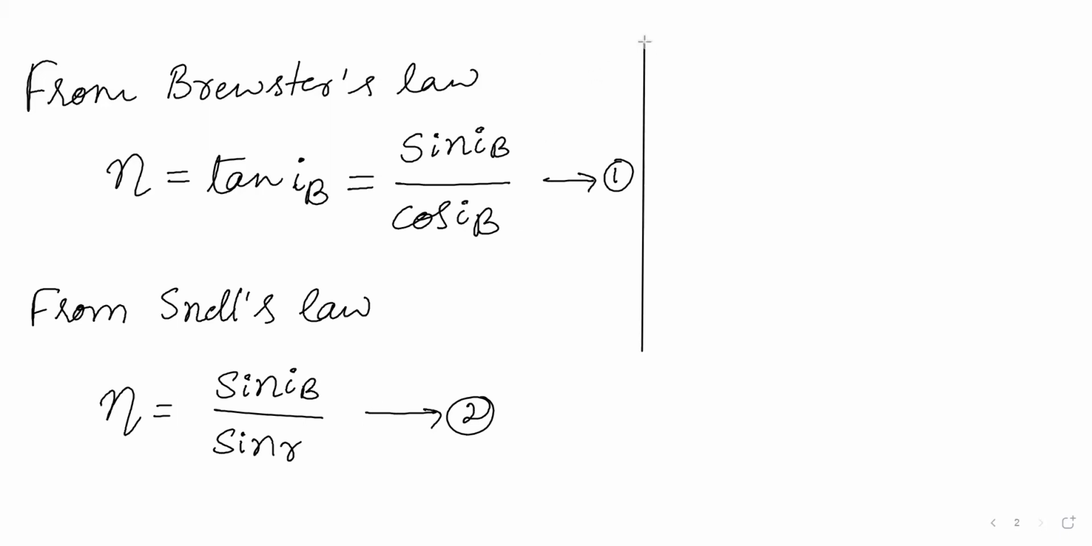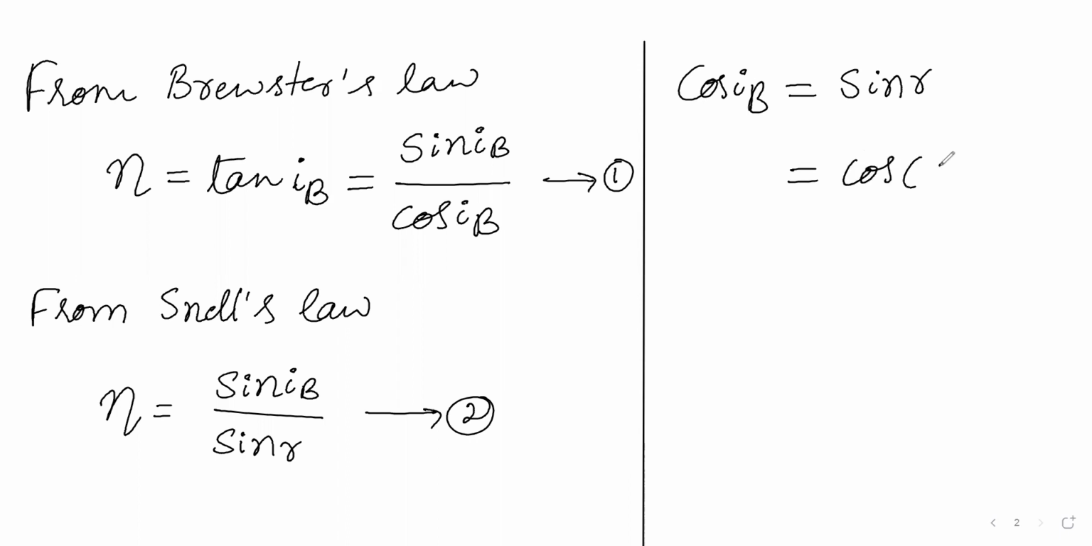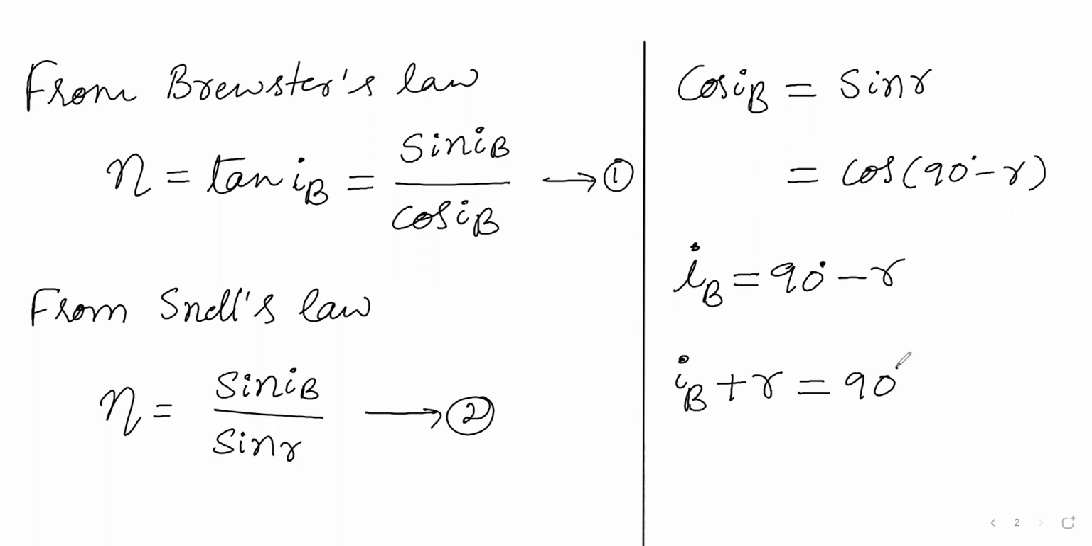From equation 1, cos IB equals, in equation 2 where sin R is there, which can be taken as cos(90 minus R). So now IB equals (90 minus R). I can rewrite it as IB plus R equals 90 degrees. If the minus goes to this side, it becomes plus.